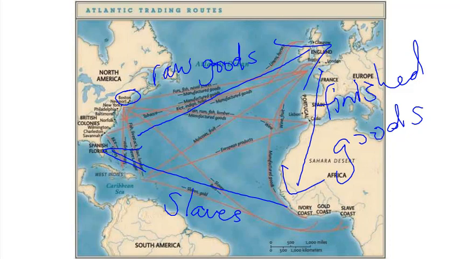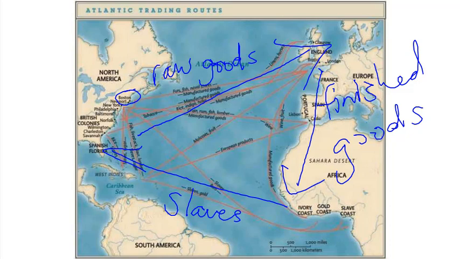John Hancock only did the raw goods to Britain and finished goods back to the New World leg of the journey. Others would only do the finished goods to Africa for more slaves leg of the journey, while maybe other colleagues of theirs were doing nothing but bringing slaves to the New World and then bringing some of the raw goods back to Africa.